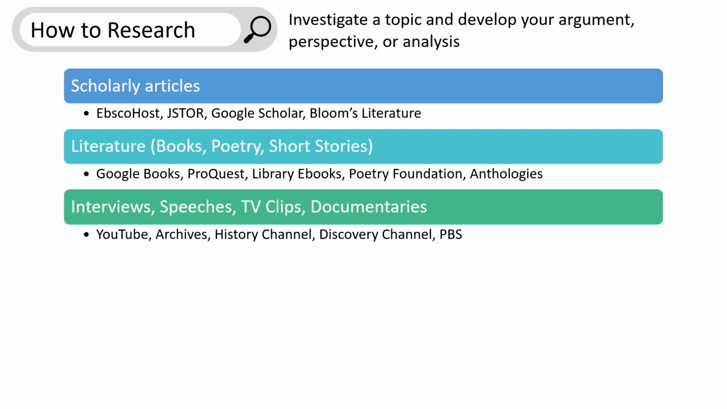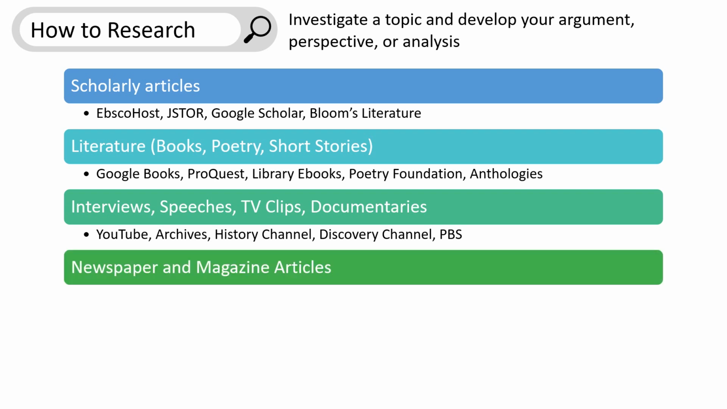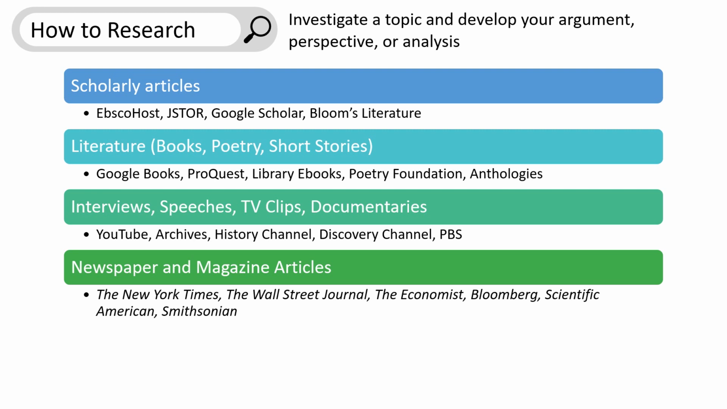And if you're looking for newspaper and magazine articles, either in a historical sense or to get an opinion on current events, you can look at different sources such as the New York Times, the Wall Street Journal, The Economist, Bloomberg, magazines including Scientific American, Smithsonian. These are just a couple of different types of sources, but honestly, any reputable newspaper or magazine that you find online will do just as well.